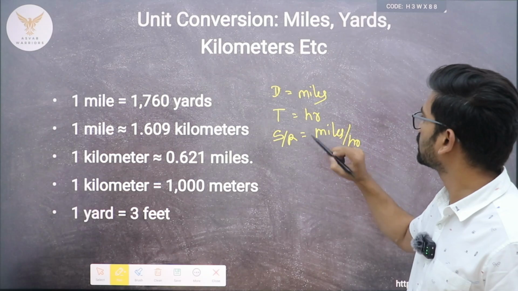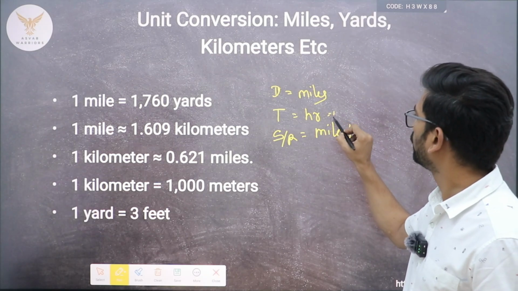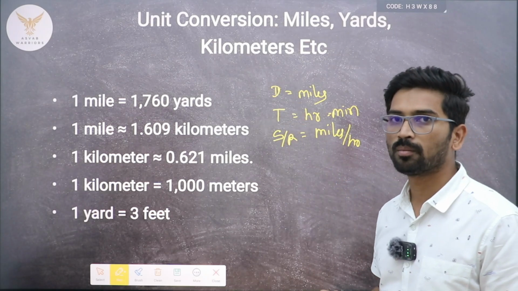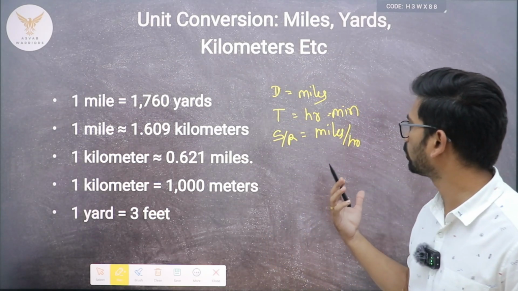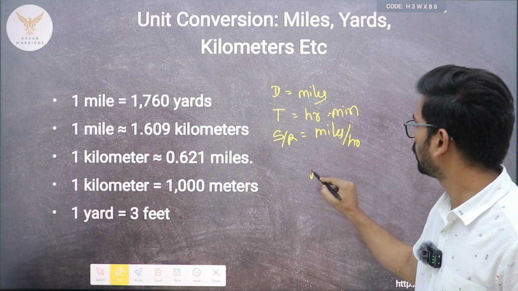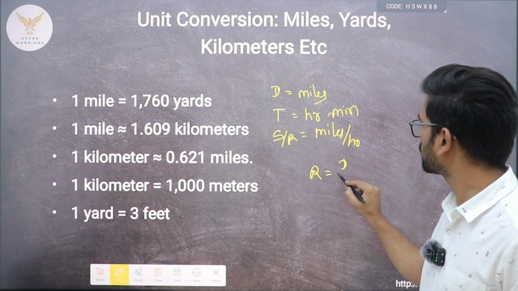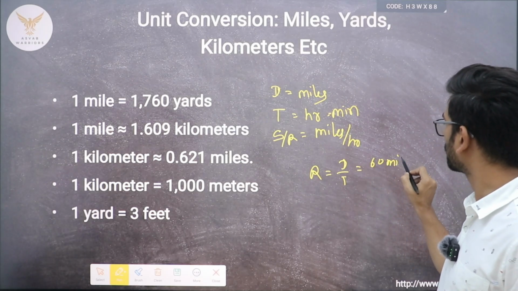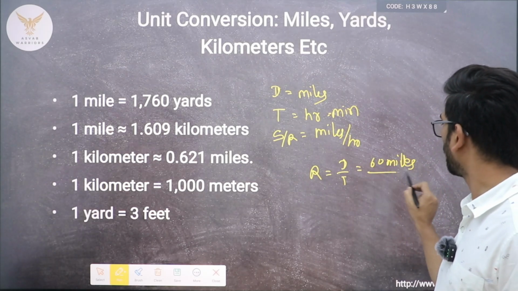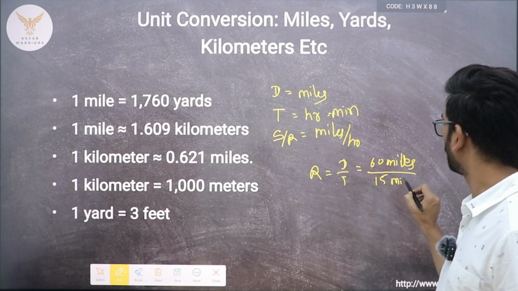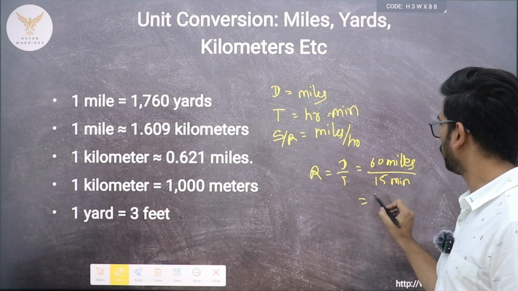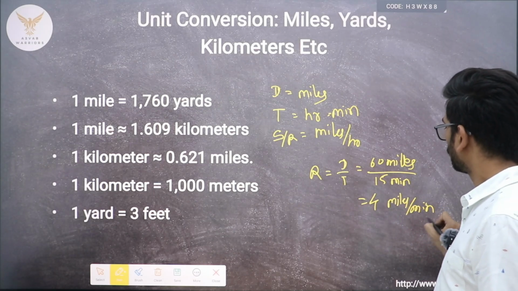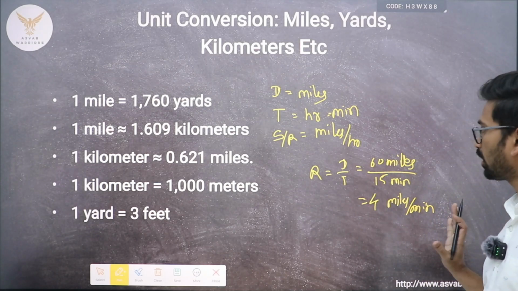If let's say distance is in miles and time is given in minutes, and if you just divide the distance by the time and you want to find out the rate, then it will be rate equals distance upon time, that we know. Let us consider distance is given as 60 miles and time is given as 15 minutes. What will be the answer? It will be 4 miles per minute. It won't be 4 miles per hour.